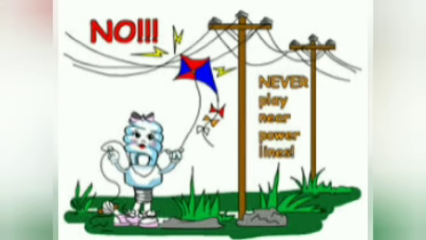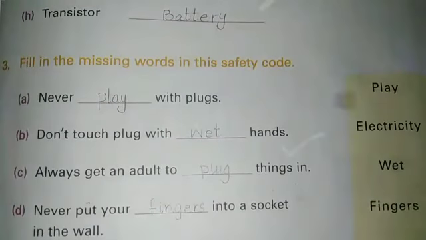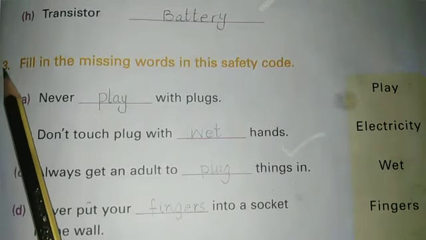And the last one is, always remember that electricity can be dangerous. We should not fly kites near the poles. It will be very dangerous. Okay students, now we are going to solve exercise number 3.